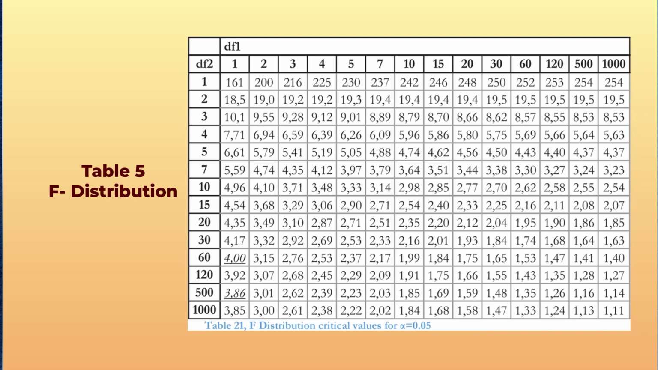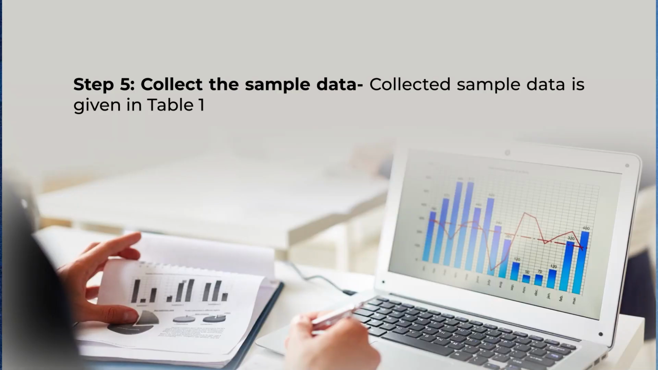It means if the computed test statistic F is less than or equal to 4.74, the decision is to accept the null hypothesis, and if the computed test statistic F is above 4.74, the decision is to reject the null hypothesis and accept the alternative hypothesis. Step 5 is collect the sample data.